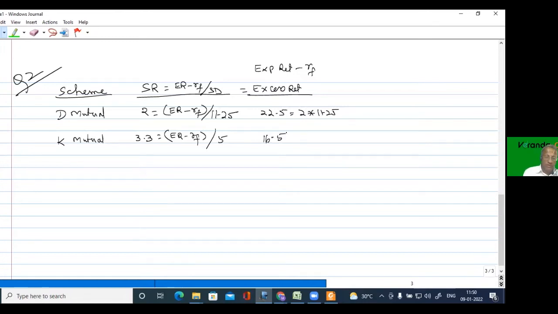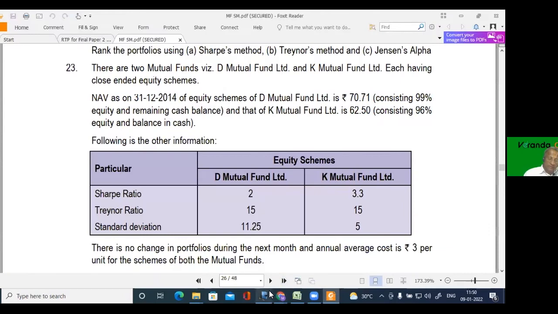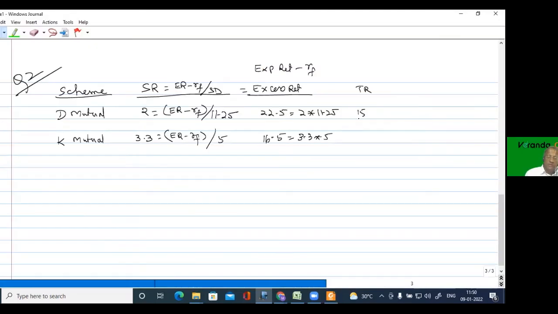16.5. 3.3 into 5. This is called excess return. Correct? Now, for Treynor ratio, 15 in both cases. 15 is what you get as both. The formula for that is excess return divided by beta.